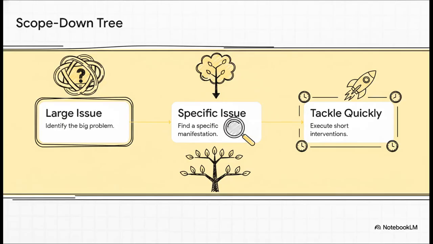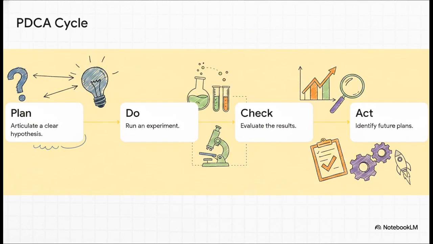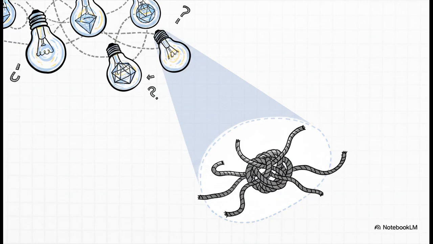In practice, use a scope-down tree to strategically isolate a specific problem manifestation for rapid feedback. Then, apply Deming's iterative cycle to carefully test your hypotheses in a controlled, scientific manner. Ultimately, success demands connecting diverse, interdisciplinary perspectives to clearly illuminate the broader, archetypal problem.